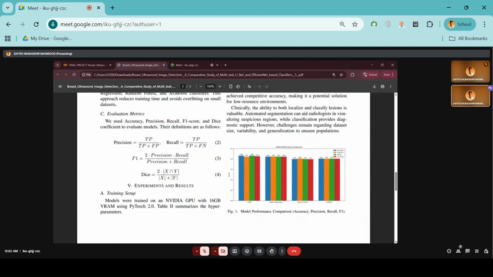It complements our multitask UNet, which was stronger overall but heavier to train. In the paper, we can see the model performance comparison and differentiate between the accuracy, precision, recall, and F1. In short, my contribution demonstrates that EfficientNet features combined with classical machine learning offer a robust, resource-friendly pipeline for breast cancer ultrasound analysis, especially in data-limited settings.